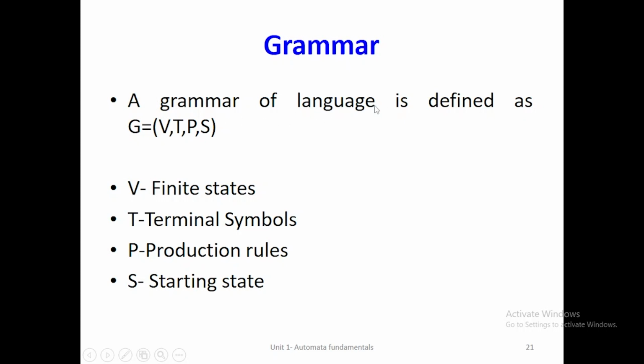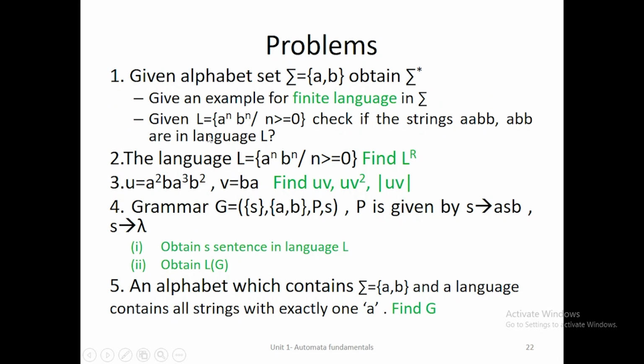So the definition of a grammar: a grammar of a language is defined as G. It is the symbol denoted for a grammar. G contains 4 parts in it. V means variables or non-terminals. T means terminal symbols. P means productions, that means the productions are written as rules. And S means the starting state of a grammar. So this is an example for grammar.